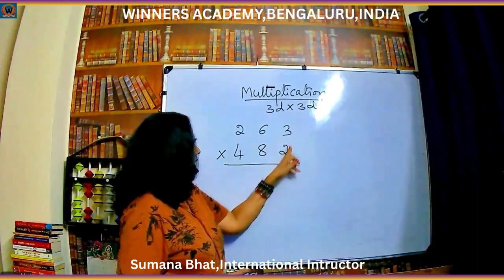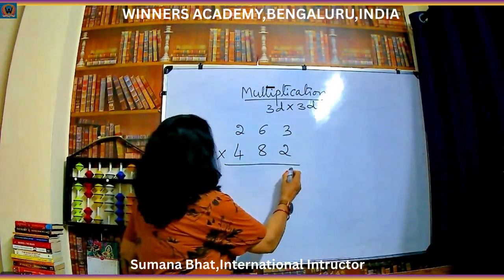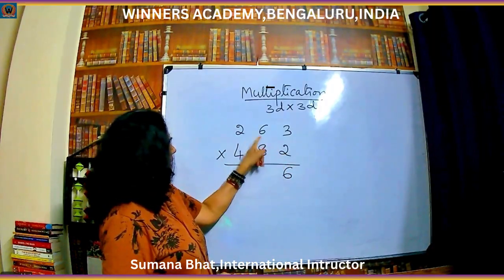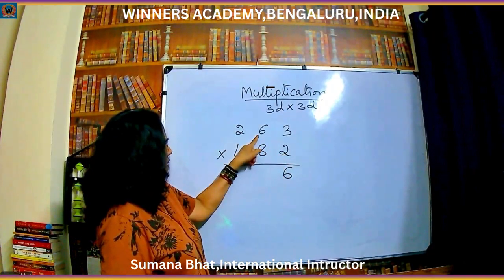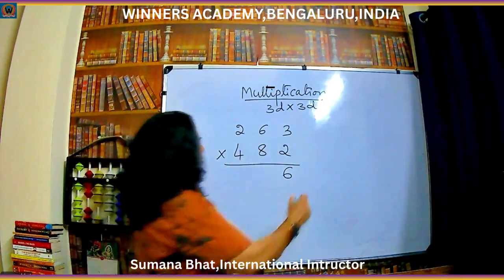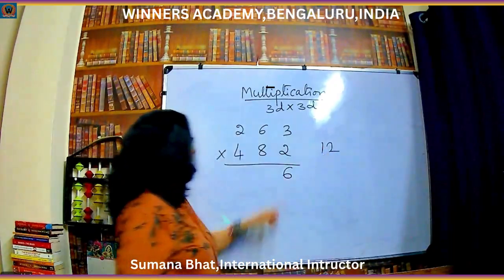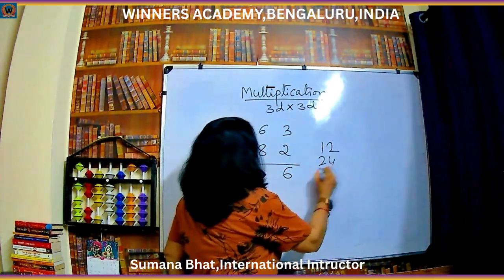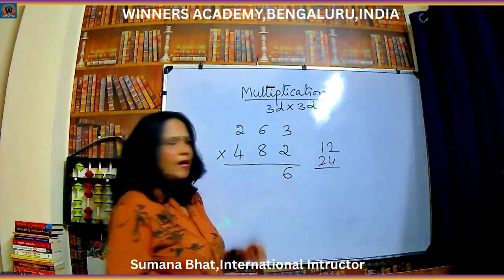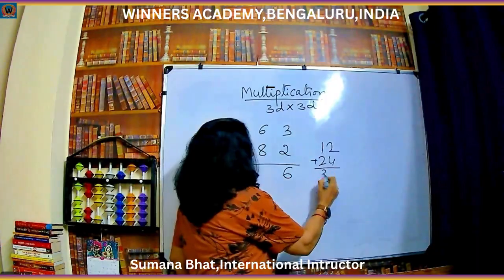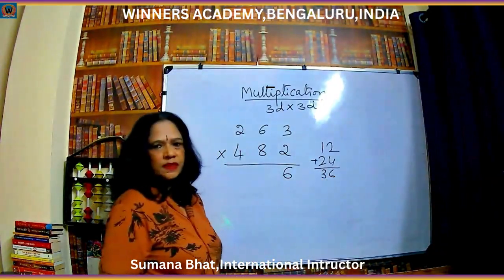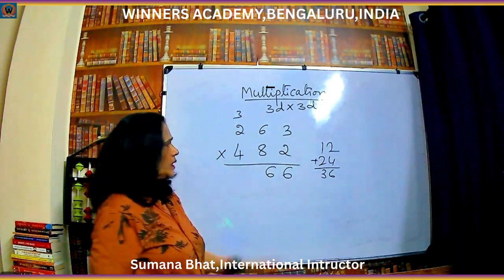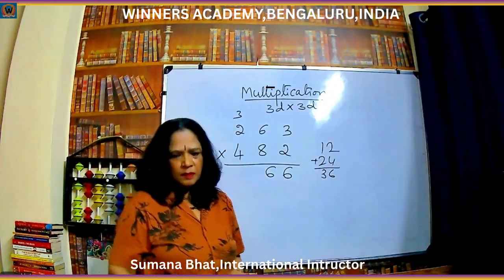What is the first number? 3 into 2. 3 2s are 6. Next is multiply units and tens. 2 into 6, 2 6s are 12. And 3 into 8, 8 3s are 24. What we have to do? We have to add those two. So it will be 36. Write 6 here and 3 as carry. Okay, 2 steps we have completed.